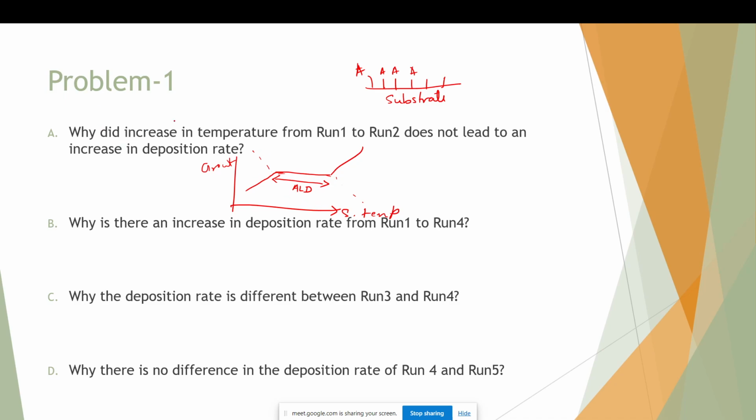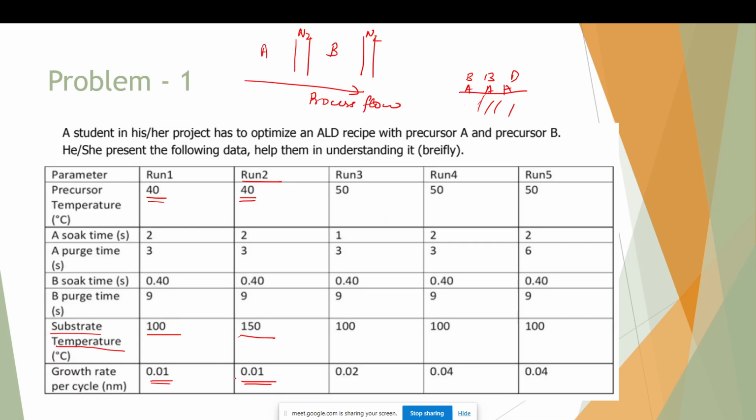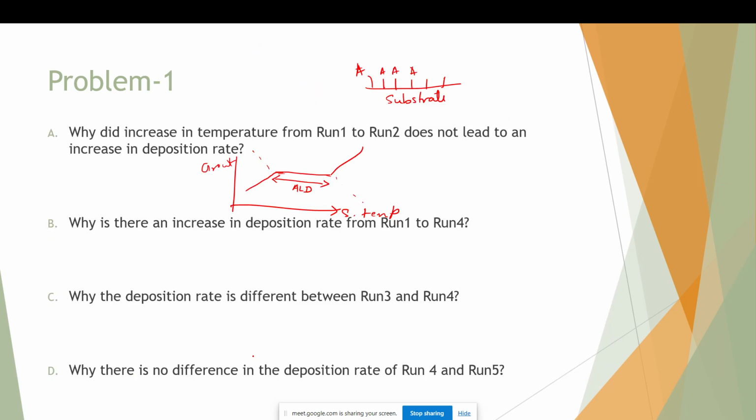So that is the reason why increasing the temperature from R1 to R2 does not lead to any increase in deposition rate. Because it is not leading to any increase in deposition rate, we can safely assume that we are somewhere in these temperature regimes. That is what I meant.